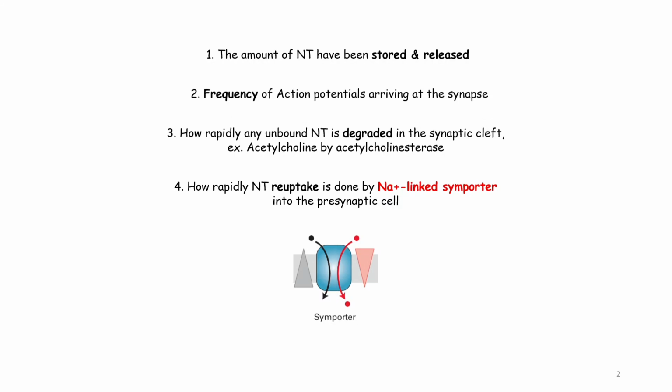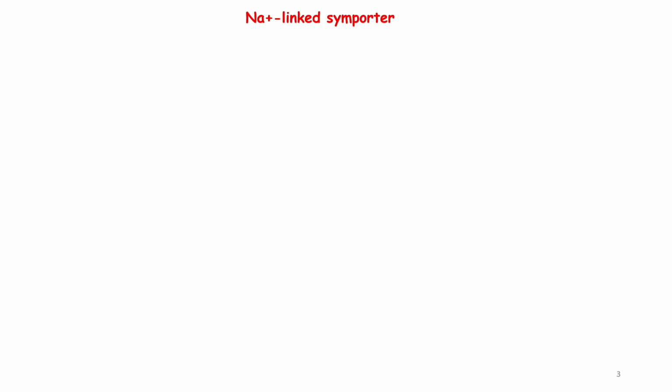In my transport lecture series, I have mentioned that symporters are transporters by which two molecules move in the same direction. Here, the sodium and the neurotransmitter will move inside the presynaptic cell simultaneously. Now, let's see some examples of sodium-linked symporters that are present in the presynaptic axon terminals.